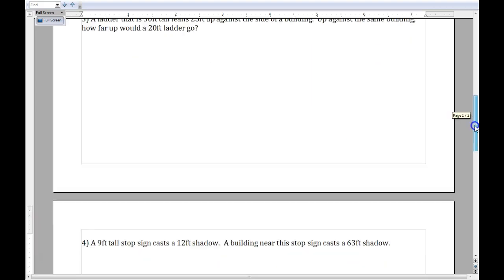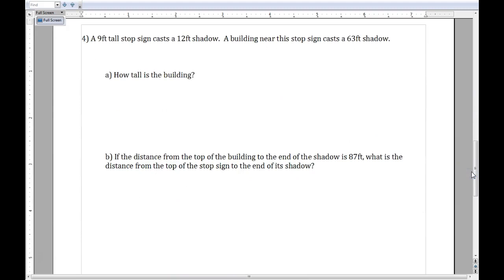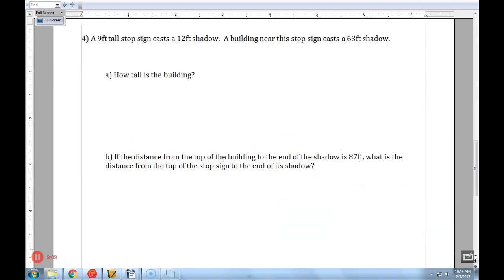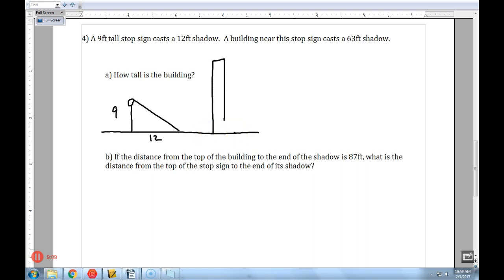Alright, moving right along. Number 4, two-part question. A 9-foot tall stop sign casts a shadow of 12 feet. So if you really want to, you could draw a stop sign, but I'm just going to put this here and put some goofy thing on the top like that. A 9-foot tall stop sign, 12-foot shadow, and a building nearby has a 63-foot shadow, so I can't really draw this to scale, but I'll somewhat try to make it similar. So 63-foot shadow, and I would need to figure out how tall is the building, so find h. So again, same thing as before.